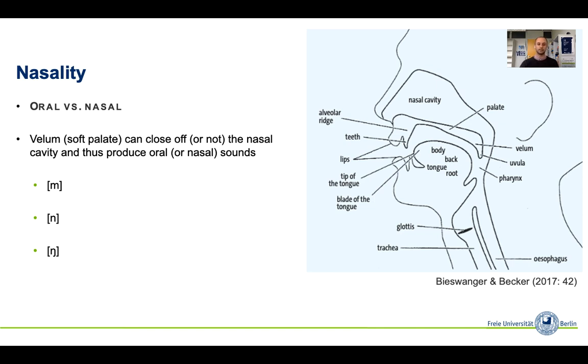Another sort of secondary criterion is also the nasality. Sounds can either be oral or nasal, based on what cavity is used for the airflow, either the nasal cavity or the oral cavity. And in the case of the consonants m and n, the nasal cavity is used.